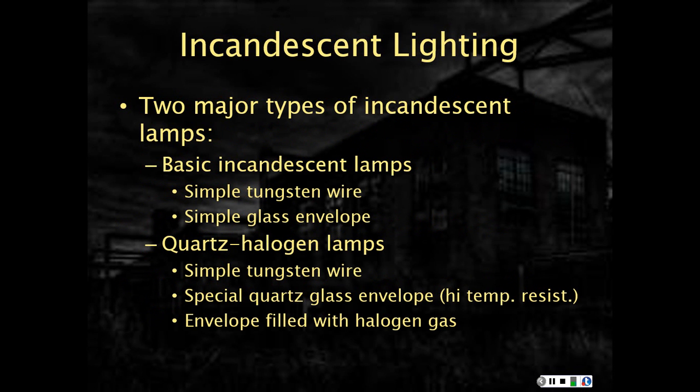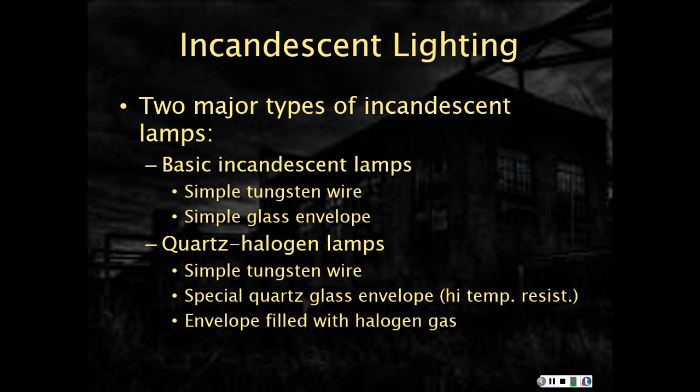Now, there are two major types of incandescent lamps. We have your basic incandescent lamp, which has a simple tungsten wire inside a glass envelope. So the two items, real simple. They've been around forever. They come in a bazillion different shapes, forms, wattages, you name it. Then we have a specialized incandescent lamp, which is called a quartz halogen lamp.